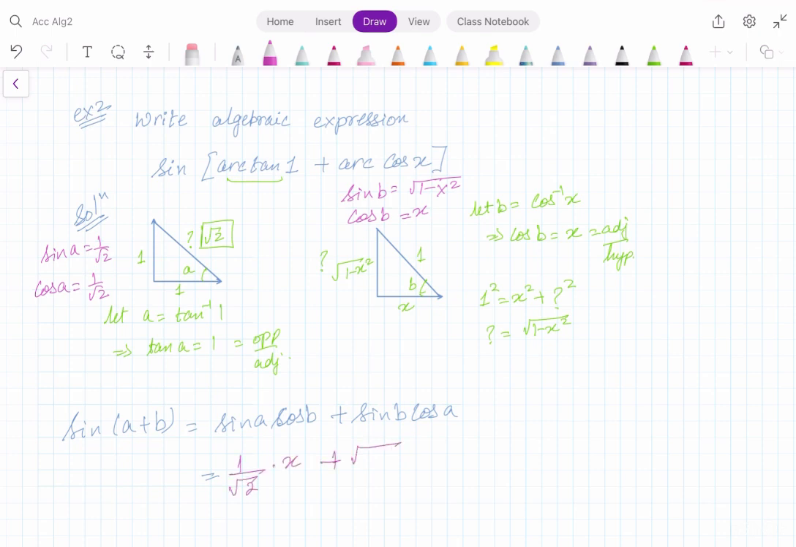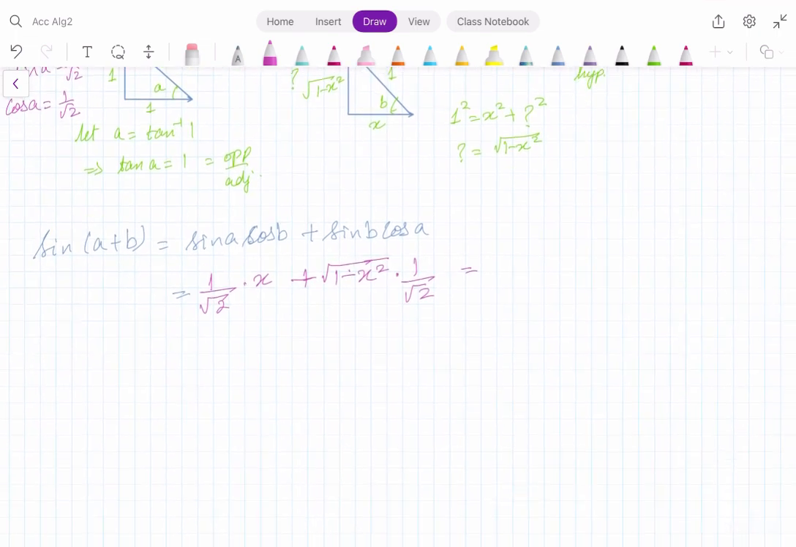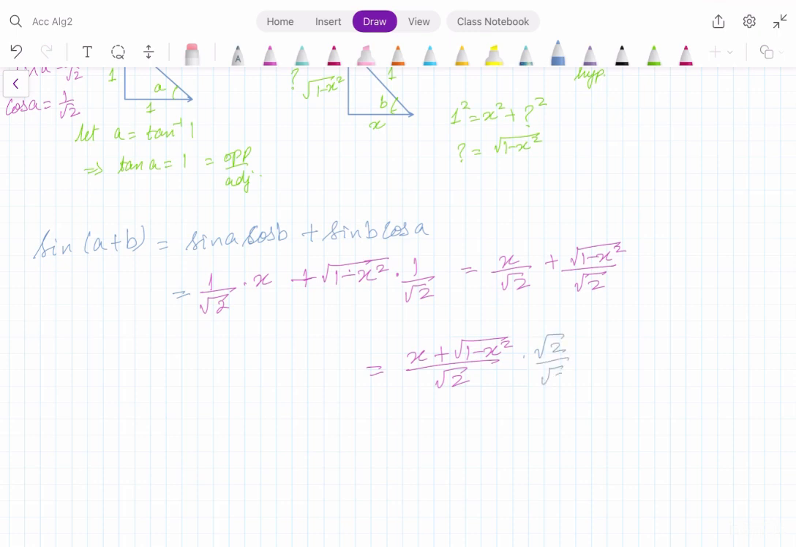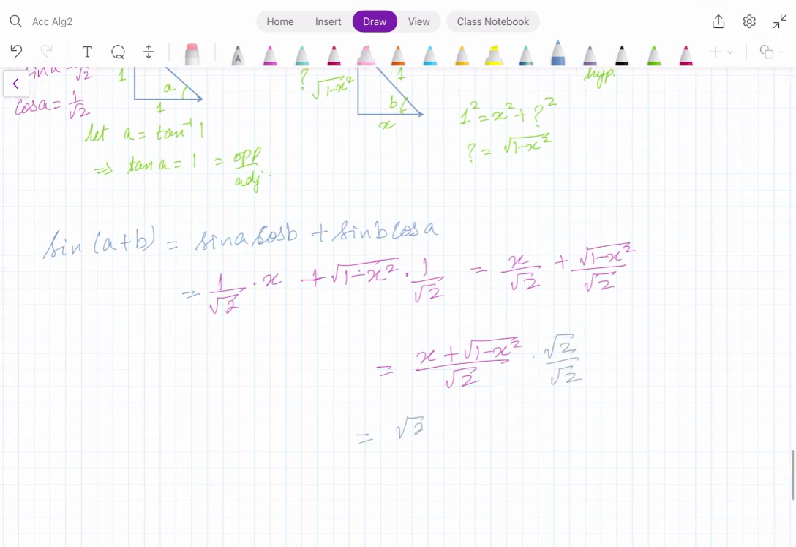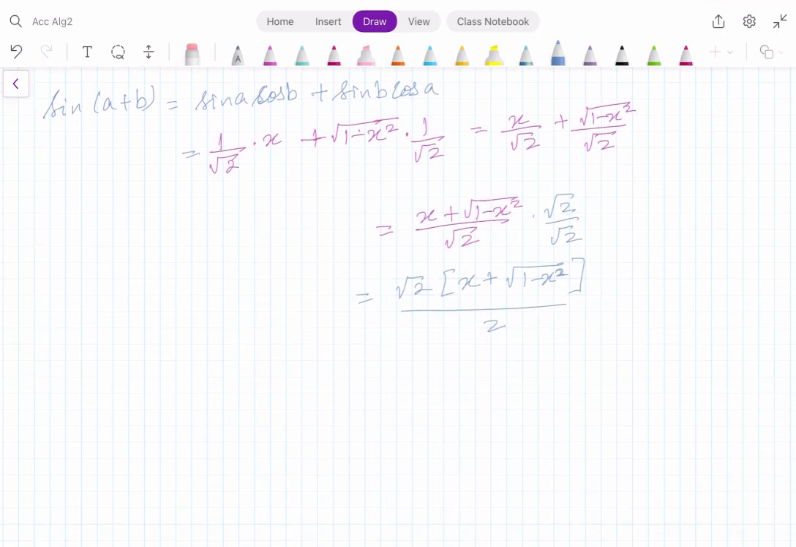Now here, I am not changing the denominator, which is a radical 2, because we will do it once we get the answer. We can rationalize in one go. So if we clean this and make a common fraction, we will get something like this. Now we have a radical 2 in the denominator. We need to rationalize it. So radical 2 times x plus radical of 1 minus x squared, and everything divided by 2. And we can leave our happy-chappy answer right here.